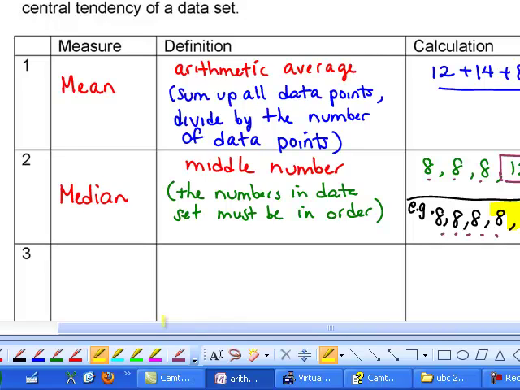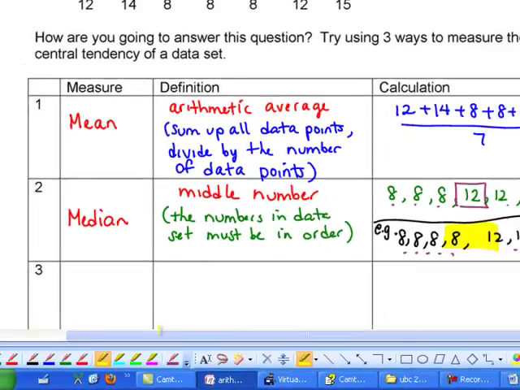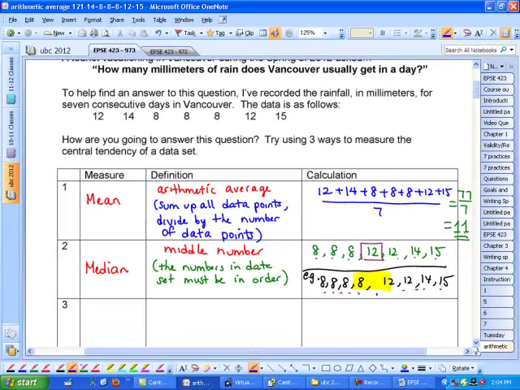So what you need to do is take the average of the 2 middle numbers, the average of 8 and 12. That would be 10. So in this particular example, the median would be 10. Even though it's not in the list, it would be 10. So that's just what you need to be careful of if you have an even number of data points.